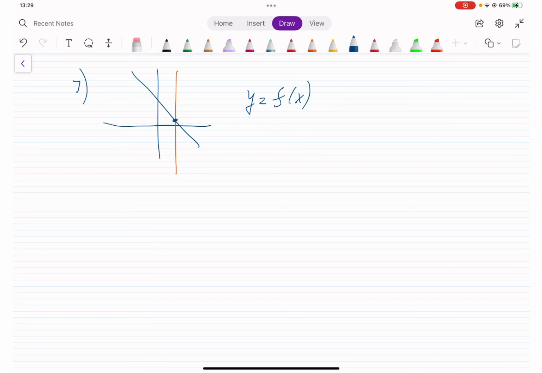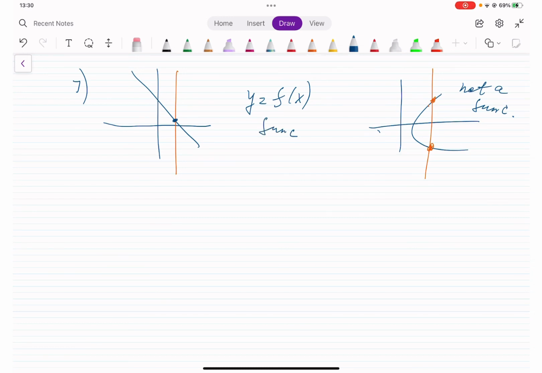In this case, let's say if I would have this type of graph, then look here, it would cross in more than one point. As long as it's more than one, that means it's not a function. Okay? This one is a function.